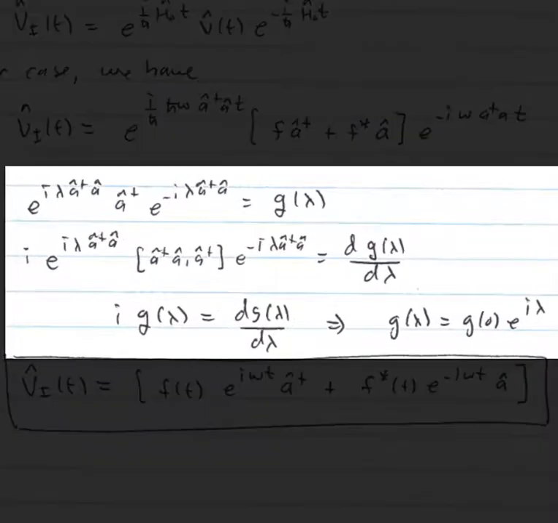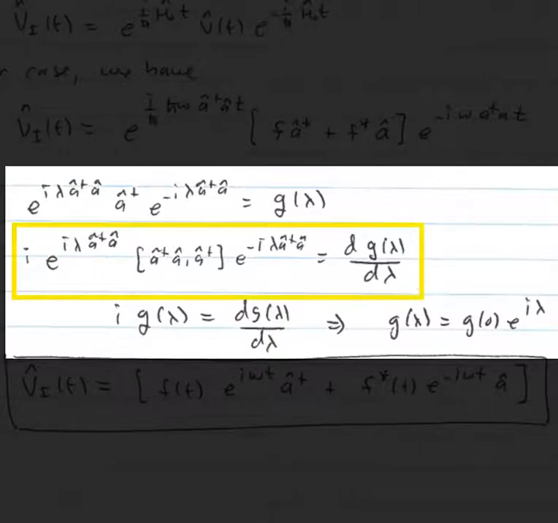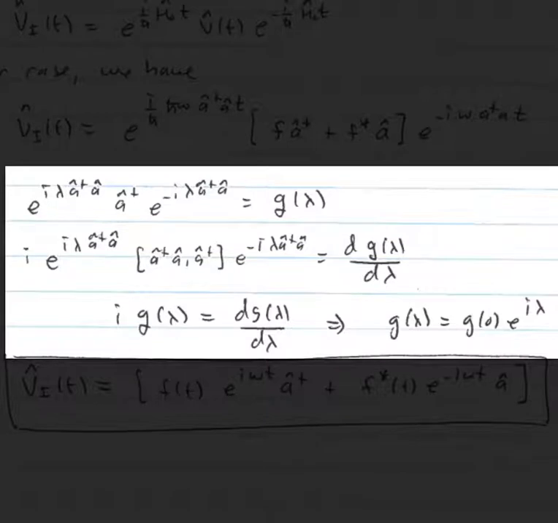So when we look at the first derivative, we're going to pull down a commutator with a dagger a, and an overall factor of i that we can pull out to the left. So i e to the i lambda a dagger a, commutator of a dagger a with a dagger, e to the minus i lambda a dagger a. We'll call that the derivative of g of lambda with respect to lambda. The commutator is easy to work out. It simply gives a dagger. And so what we find on the left-hand side is it's just equal to i g of lambda. So I find dg of lambda d lambda is i g of lambda. Well, that's simply an exponential function. So we get g of lambda is equal to g of 0 e to the i lambda.